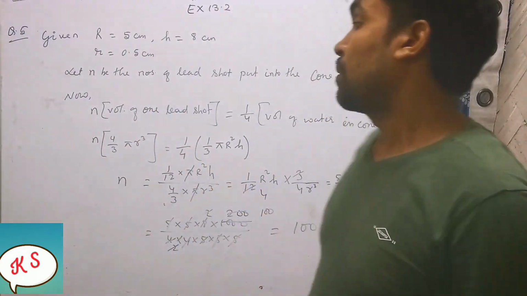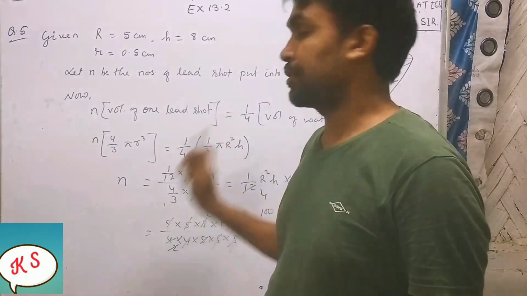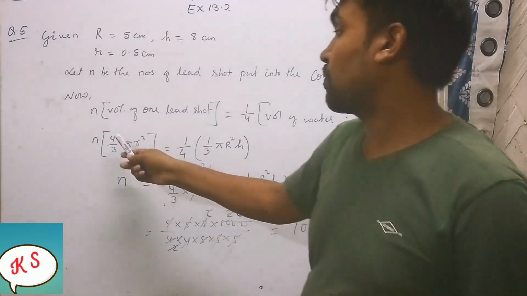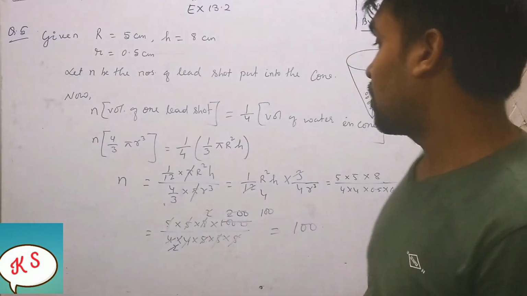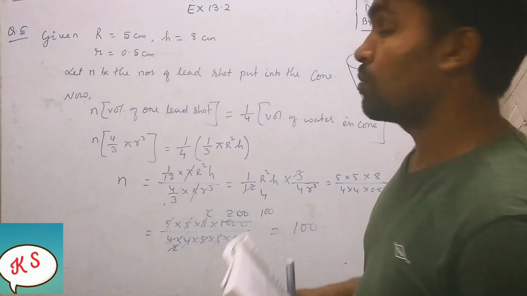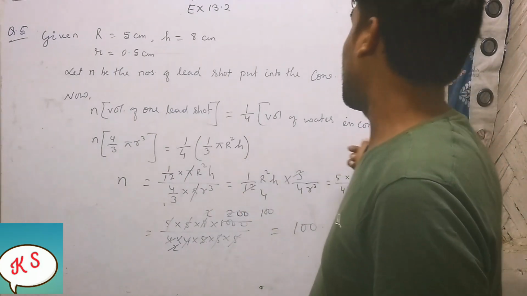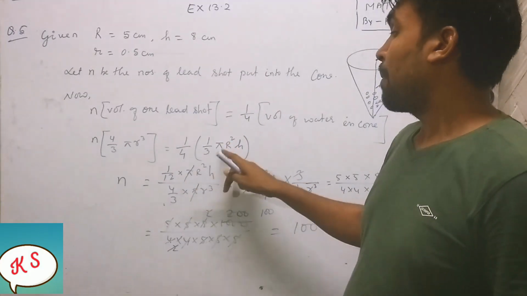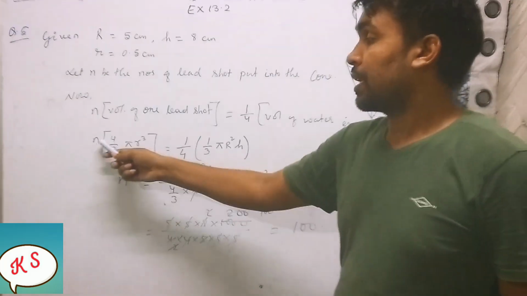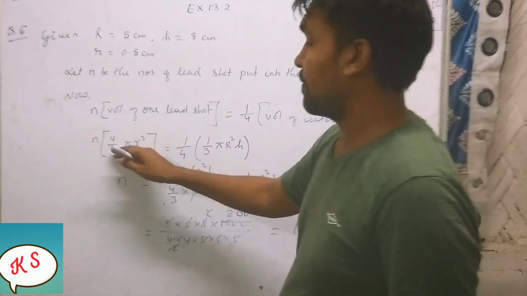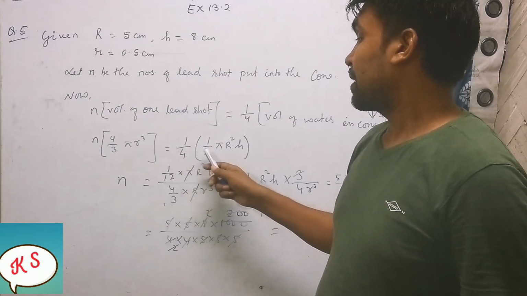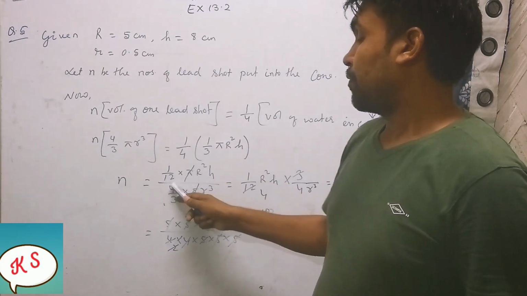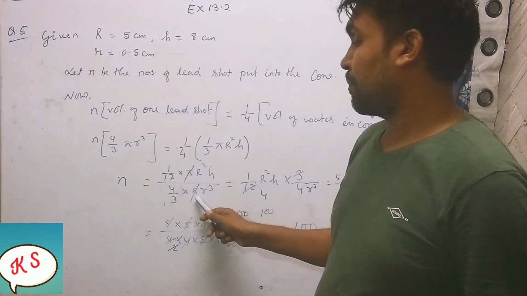So n into the volume of one lead shot. The volume of a lead shot, which is in the shape of a sphere, is 4/3 pi r cube, the formula for the volume of a sphere. And the volume of water in the cone, 1/4 of the volume of a cone, whose formula is 1/3 pi r square h. Now this n and this whole thing are in multiplication. If we bring this side, then we divide. This 4 and this 3 are both in the denominator, so we have 1/12 pi r square h over 4/3 pi r cube. So this pi and pi can be cancelled.